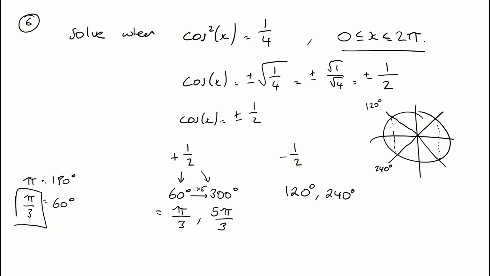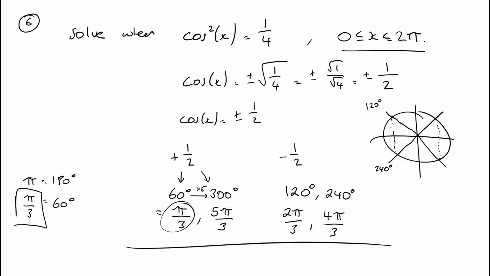Now, how many of these pi on 3 portions do I need to get to 120 degrees? Well, I need 2 of them. So I'm going to get 2 pi on 3. And again, a pi on 3 portion is equal to 60 degrees. So how many of them do I need to get to 240 degrees? I'm going to need 4 of them. So the other solution would be 4 pi on 3. So I get these 4 solutions in radians to tackling this sort of problem.